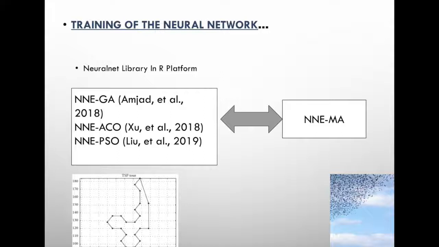So on the results, we loaded the neural net library into the R platform. So we benchmarked our algorithm on the existing methods. First of all, we implemented a neural network ensemble with the genetic algorithm. So we embedded genetic algorithm in the neural network ensemble, implemented that in R using R programming, and then did the ACO. ACO, that is ant colony optimization.